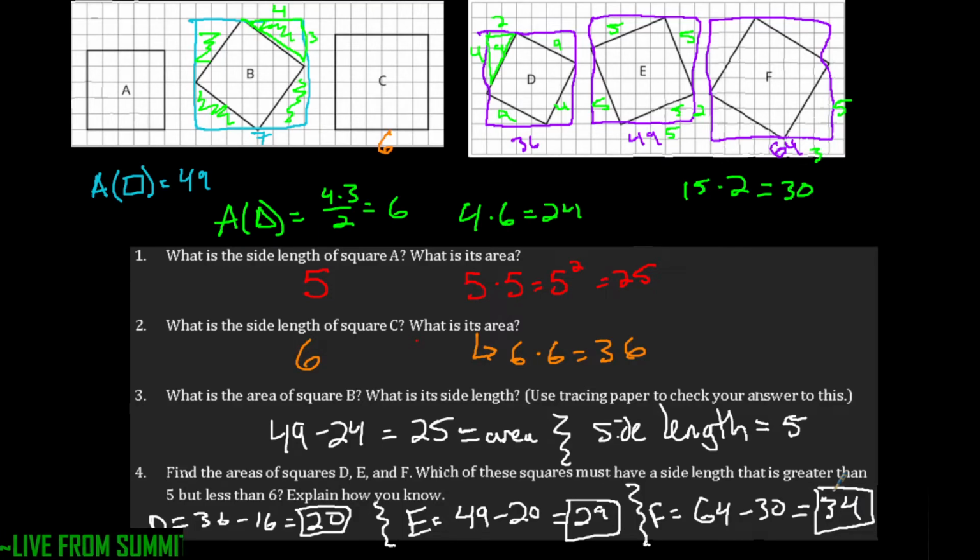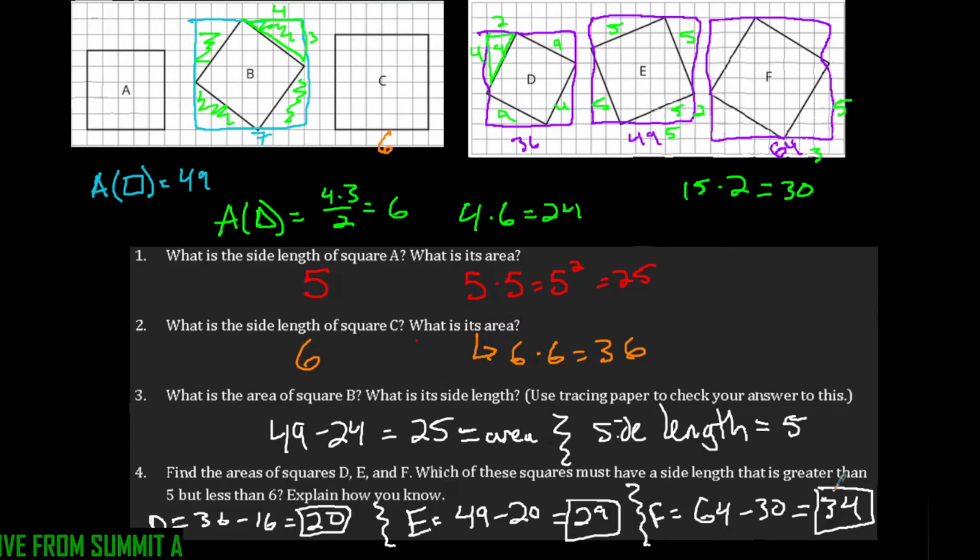So make sure you're seeing each of those. Again, I found the area of the big square. I subtracted out the non-shaded regions, which is just the triangles. I found the area of each of the other side lengths.